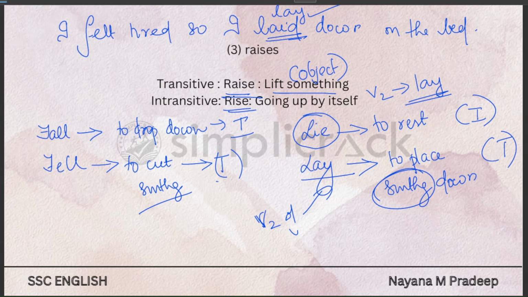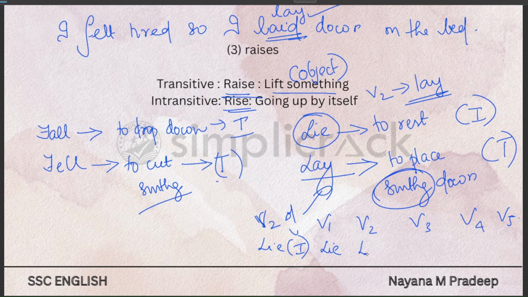Okay. So I'll give you the 5 forms of lie and lay. Similarly, there are 5 forms of raise and rise, fall and fell, etc., which you have to look up before you go for the exam. V1, V2, V3, V4, and V5. First, lie, which is the intransitive verb.